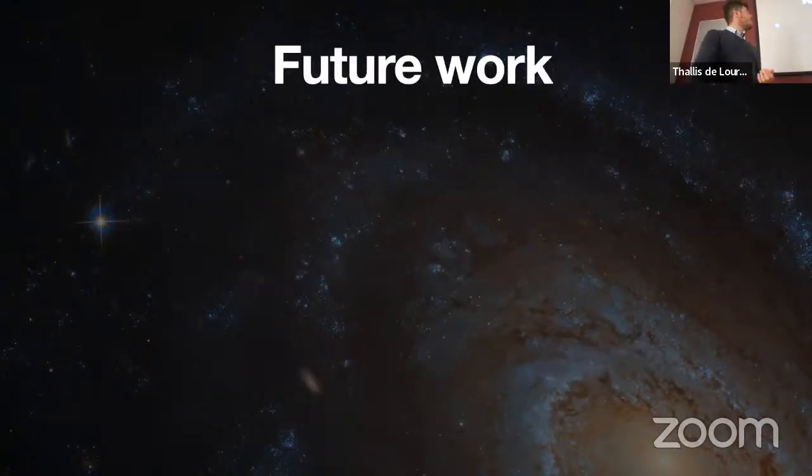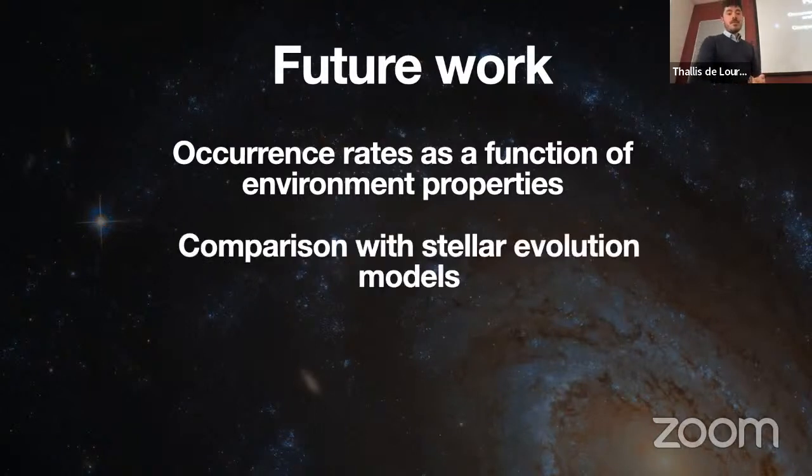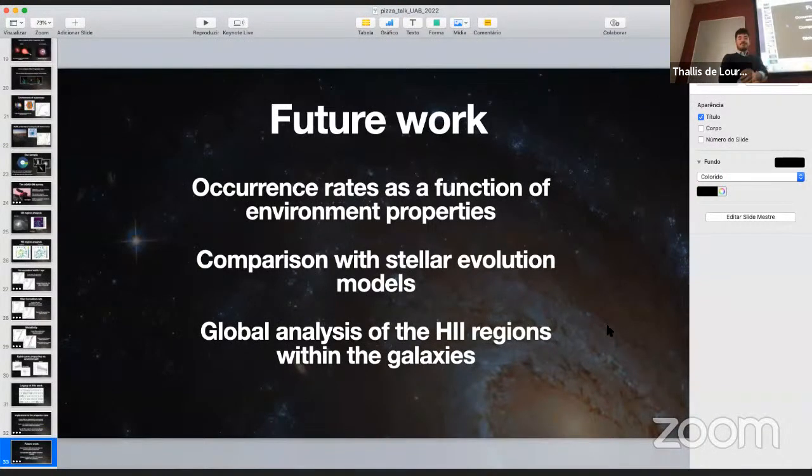And well, for future work, what I plan to do is to estimate the occurrence rate of the different supernova types as a function of the environment. So to see which supernova happens with more probability in a given environment. We also plan to do this comparison with some stellar evolution models. And we plan to do this global analysis of all the HII regions within the galaxies. So yeah, that's all. Okay, thank you.